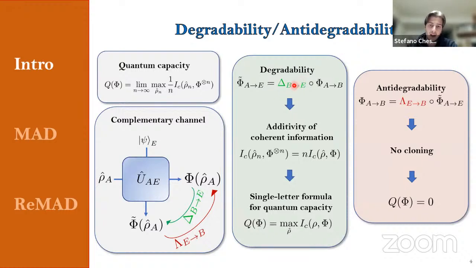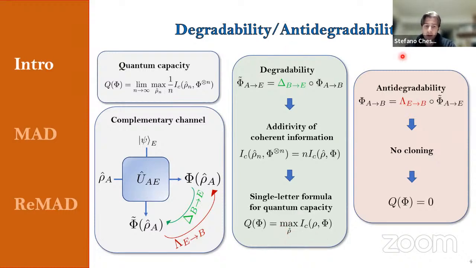In particular, we say that a channel is degradable if you can express the complementary channel as a composition between the channel and a suitable quantum channel, here represented by delta. And Devetak and Shor showed that for a degradable channel, the maximized coherent information turns out to be additive, and so we can switch from the regularized formula for the quantum capacity to a single-letter formula, which is clearly a big simplification, since we have to maximize the coherent information only over a single instance of the Hilbert space.